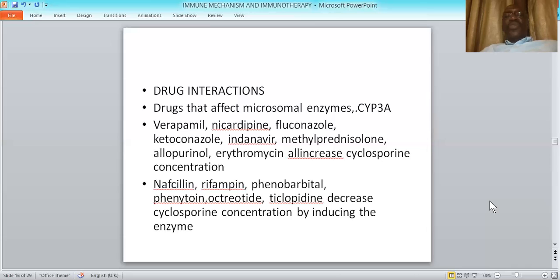Why will they decrease cyclosporine concentration? Because they induce the microsomal enzyme CYP3A. When they induce the action of CYP3A, CYP3A will act more rapidly, and metabolize cyclosporine more rapidly and to a greater extent, so that cyclosporine is more rapidly cleared from the system, it's more rapidly eliminated, so its concentration will reduce. Whereas the other drugs I mentioned first, verapamil, nicardipine, and co, will inhibit CYP3A metabolism of cyclosporine and cause reduced clearance of cyclosporine in the system.